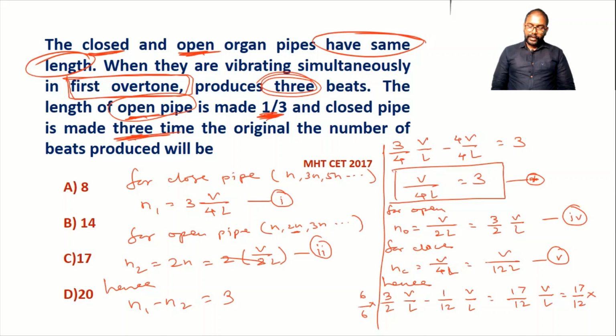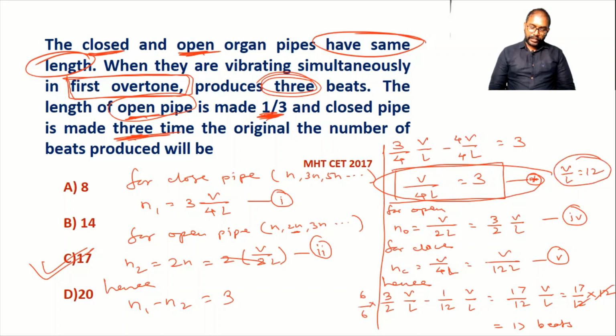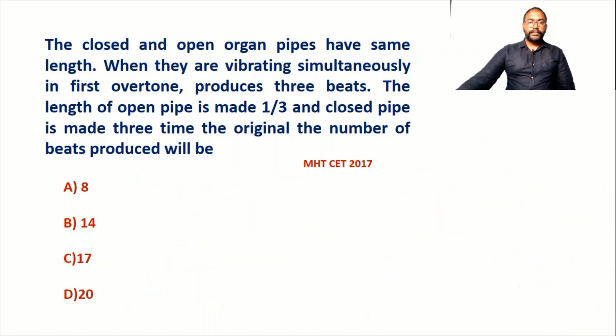So V by L, you can write it by this. V by L is coming 4 3s are 12. So this 12 gets cancelled, so we get 17 beats. So the number of beats is 17. So here, by using this V by L, we have written 12 by using this equation. On that 12 we substitute here, so 12 gets cancelled and we get 17 beats. Now we are going for the next one.